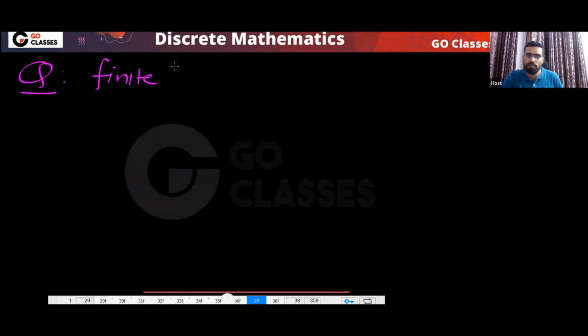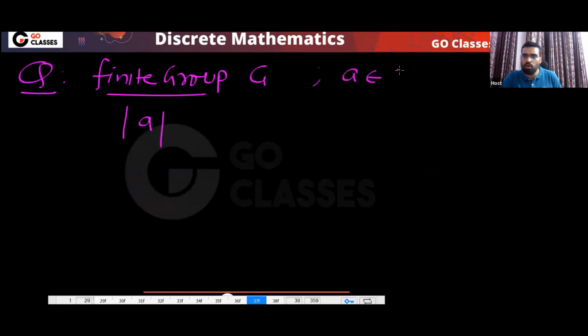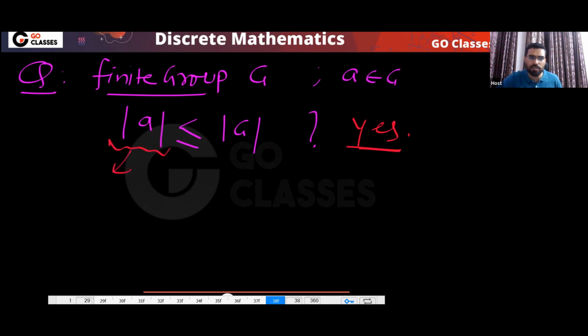If you have a finite group G, can I say that the order of any element is definitely less than or equal to the order of the group? First you understand this. The answer is yes. But what does this mean? It means the number of elements that A can generate.